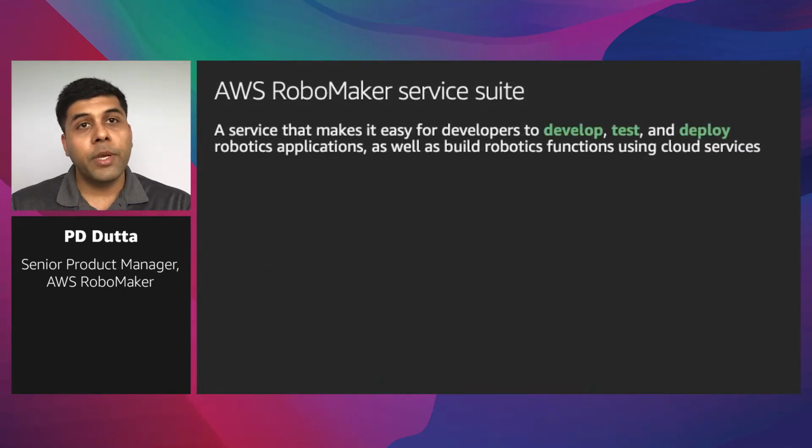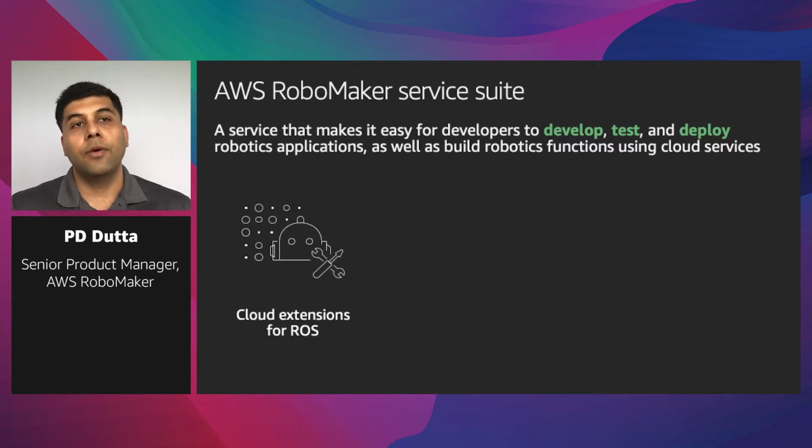We launched AWS RoboMaker at re:Invent 2018. It is a service that makes it easy for developers to build, test, and deploy robotics applications at scale. Think of RoboMaker as three independent yet integrated capabilities. First, the cloud extensions in AWS RoboMaker offloads the more resource-intensive compute processes required for robotics applications to the cloud, and then it frees up your local compute resources.